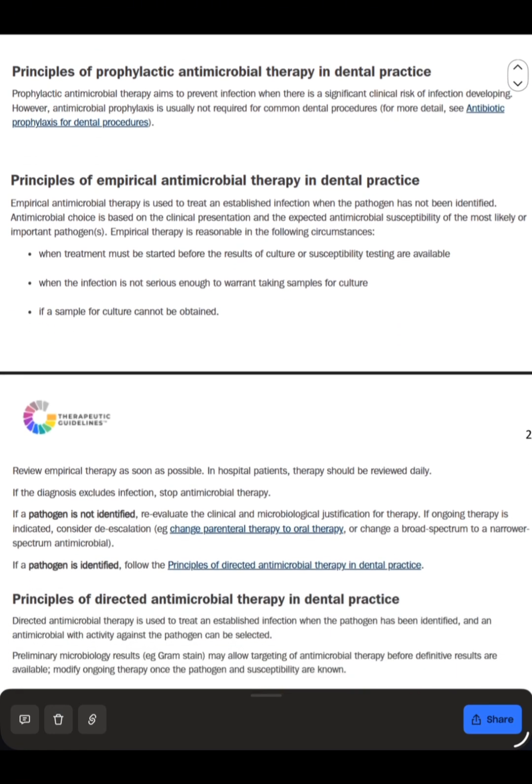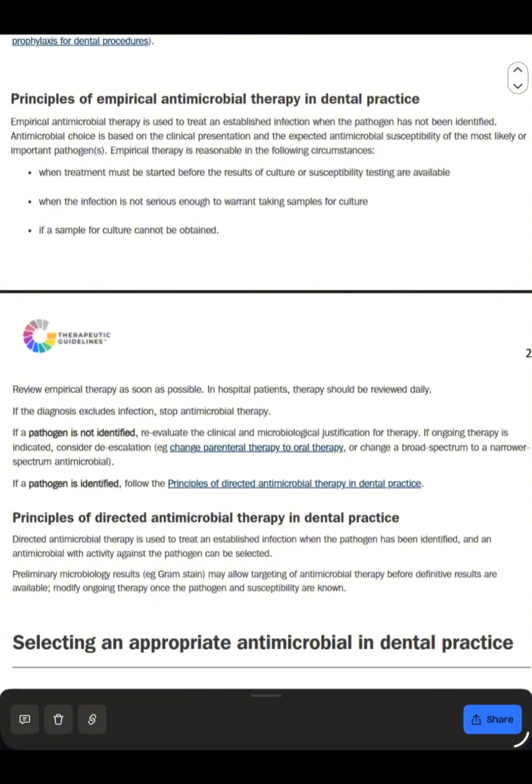Okay. Now, principles of empirical antimicrobial therapy in dental practice. Empirical antimicrobial therapy is used to treat an established infection when the pathogen has not been identified. So, the infection is already there, but we don't know the pathogen yet. Antimicrobial choice is based on the clinical presentation and the expected antimicrobial susceptibility of the most likely or important pathogens.